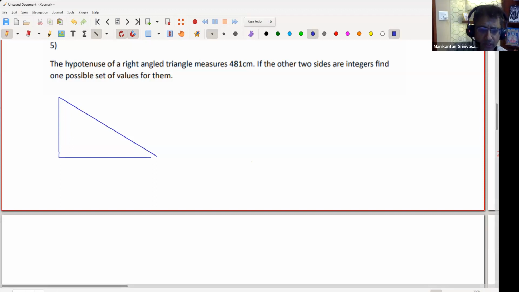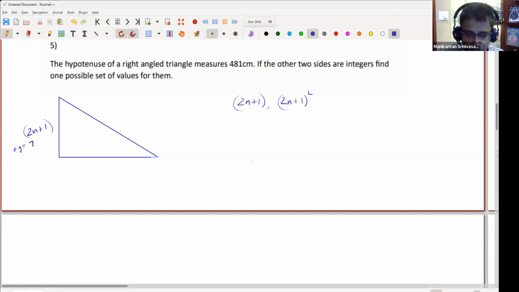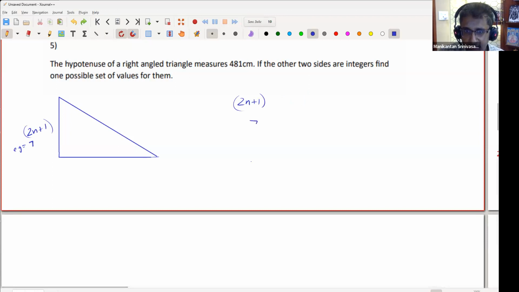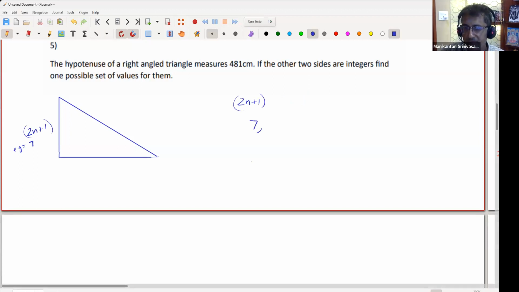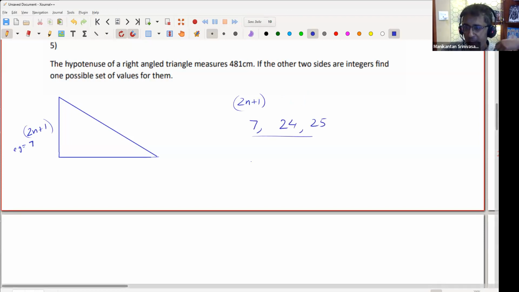I've told you this could be any odd number like 2n plus 1, right? Example 7. And then the other 2 sides, if you square 2n plus 1... okay, I'll take this example itself. 7, 49 is the square of 7. 24 and 25 are almost 2 equal halves. That will form a triplet, correct?